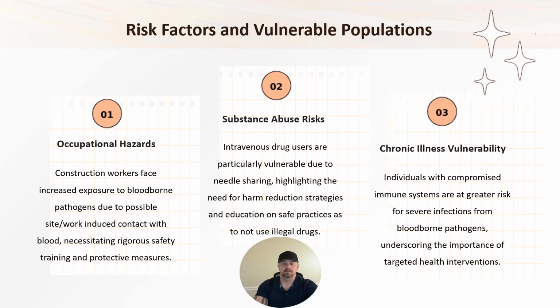Risk factors in vulnerable populations. Occupational hazards. Construction workers face increased exposure to bloodborne pathogens due to possible site and work-induced contact with blood, necessitating rigorous safety training and protective measures. Substance abuse risks. Intravenous drug users are particularly vulnerable due to needle sharing, highlighting the need for harm reduction strategies and education on safe practices, as to not use illegal drugs. Chronic illness vulnerability. Individuals with compromised immune systems are at greater risk for severe infections from bloodborne pathogens, underscoring the importance of targeted health interventions.